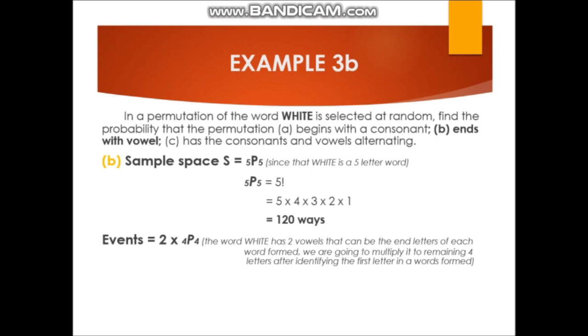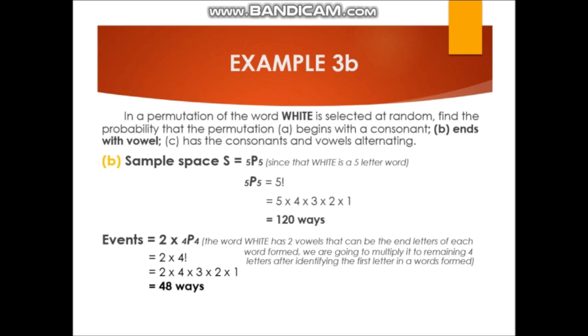Bakit 4P4? Kasi sabi ko nga sa inyo, kapag nakapag-select tayo ng isang vowel, it's either I or letter E, meron pa tayong 4 na letter na matitira. At yung 4 na letter na matitira, yun yung ating pagpapalit-palit ng pwesto para makakuha tayo ng iba't iba pang arrangement. Okay? So that is the reason why our solution to get the events is 2 times 4P4. So in this case, we have 2 times 4 factorial or simply 2 times 4 times 3 times 2 times 1 or equal to 48 ways.